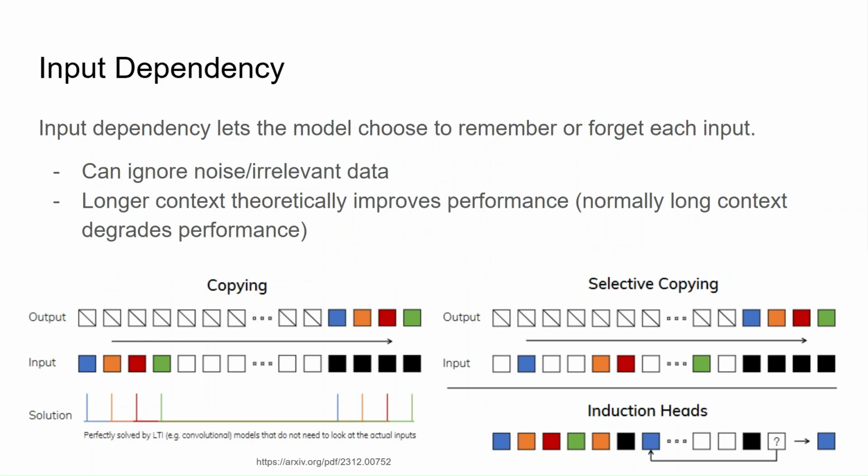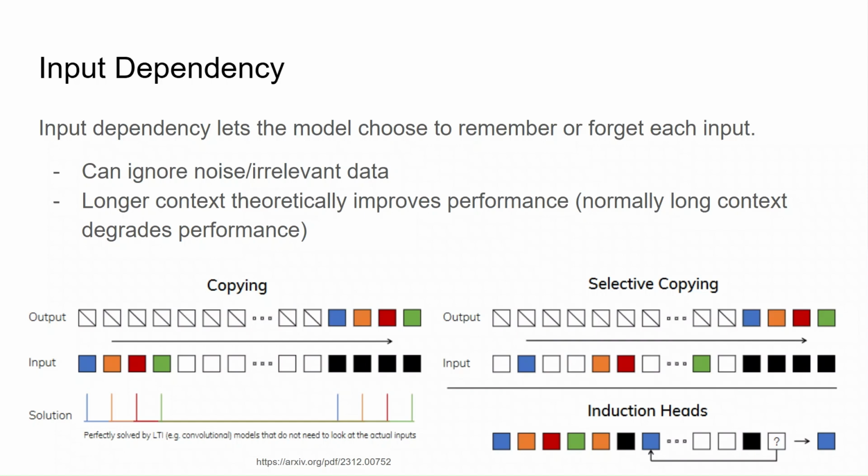So let's look at the copying and selective copying. For copying, for example, we're interested in the blue, orange, red, and green boxes, and we want to copy them. Selective copying is that we want to extract these four boxes that we're interested in from a bunch of, let's say, garbage we're not interested in. And how well the model is doing this is selective copying.